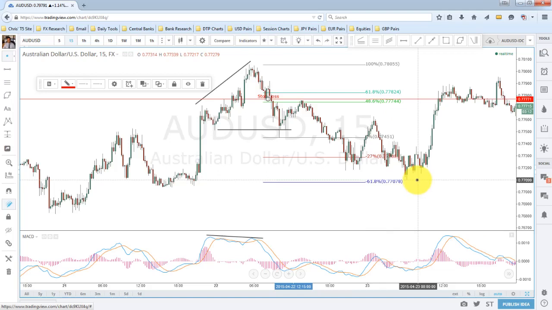Or I should say the 162% extension. That wasn't our target. Our target was the 127. But you can see how the market reacts to these levels.